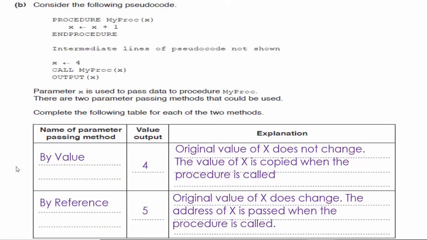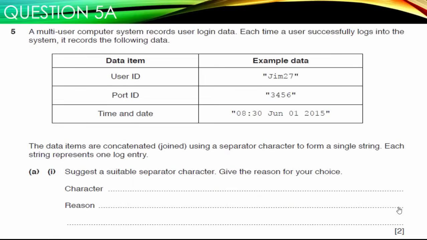So let's go ahead and move to the next question. A multi-user computer system records user login data. Each time a user successfully logs into the system, it records the following data. So they give us 3 data items and some example data. Let's go ahead and preview the question so we know what we're looking for. The data items are concatenated, joined, using a separator character to form a single string. So it looks like they're going to combine user ID, port ID, time and date into a single string.